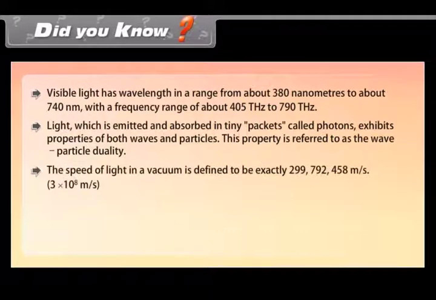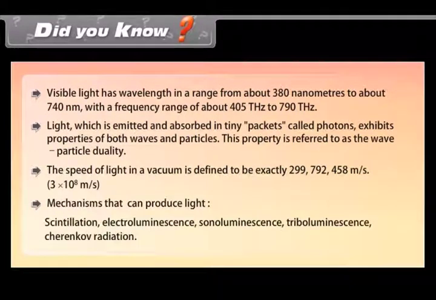The speed of light in a vacuum is defined to be exactly 299,792,458 meters per second, that is approximately 3 × 10^8 meters per second. Mechanisms that can produce light: scintillation, electroluminescence, sonoluminescence, triboluminescence, Cherenkov radiation.